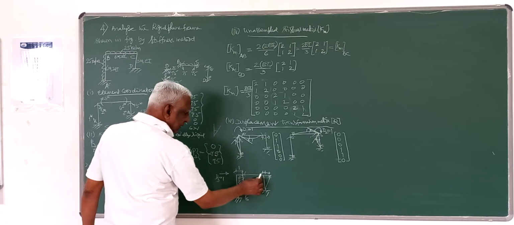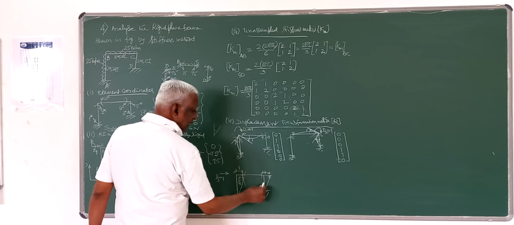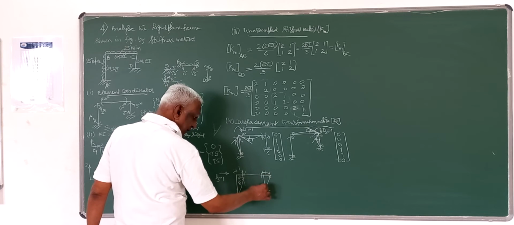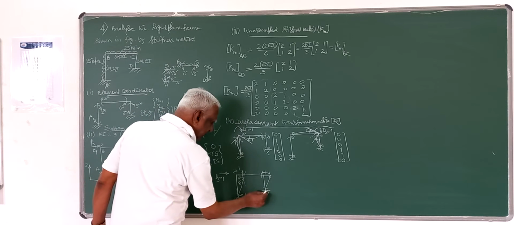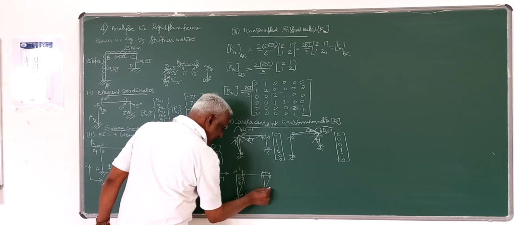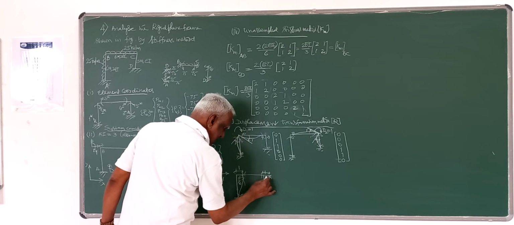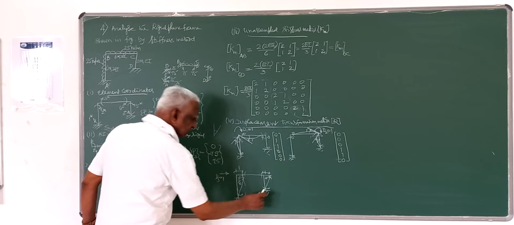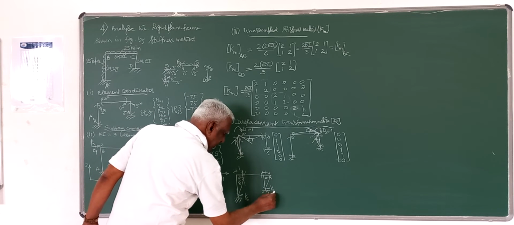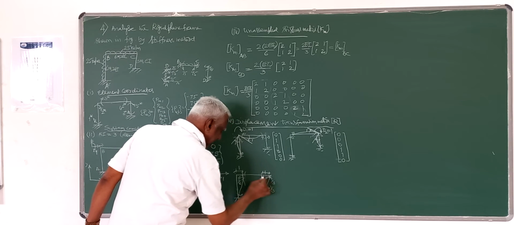Then here, this is the rotation. It is again 1 divided by this height. That height is 3. Here also the direction is anti-clockwise. The direction is very important. It is opposite to this. So this rotation is also 1 by 3, 1 by 3.